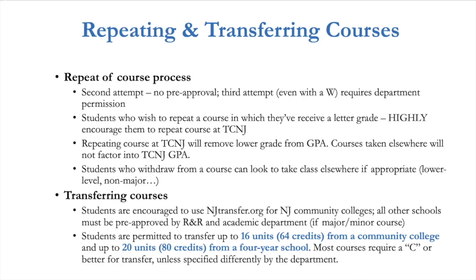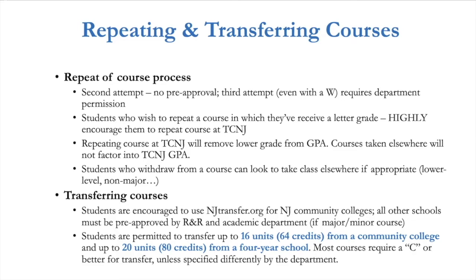It's highly recommended for students to take the class again at TC&J. That's because the higher grade will replace the lower grade. So if they got an F for the class the first time and then a C for it the second time, the C will be taken and the F will be removed from the GPA. Courses taken elsewhere will not factor into their TC&J GPA.